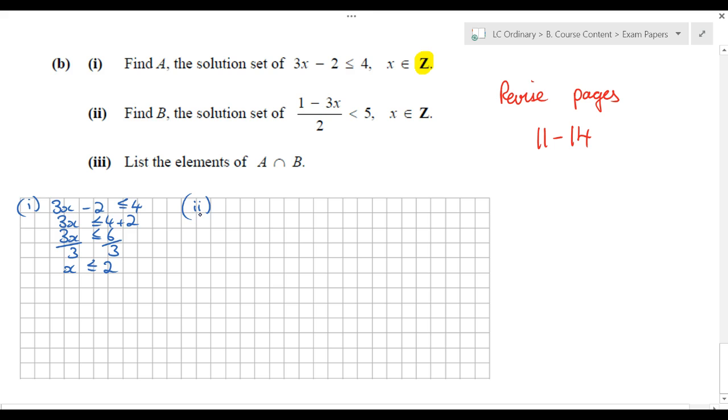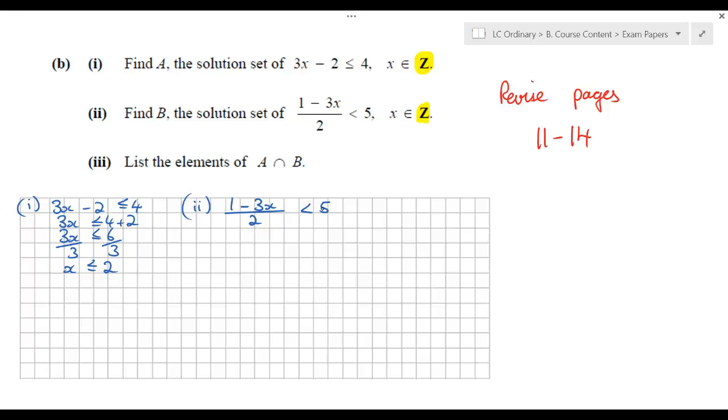Find B, the solution set of (1 minus 3x) over 2 less than 5. Again, x, the solution set, is an element of Z, the set of integers, positive and negative whole numbers. So let us solve for B here. (1 minus 3x) over 2 less than 5. Okay, I want to remove the fraction, and to do that I'm going to multiply everything by 2. Make everything twice as big, keeps x the same.